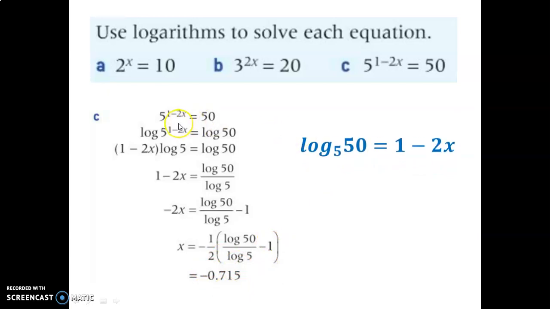And once again, with that one, you could have begun by saying we have log base 5 of 50 equals the exponent 1 minus 2x. That, again, will bring you to the same place as this did. I did a change of base on this, log of 50 over log of 5, and notice we're basically in the same place as we were here.